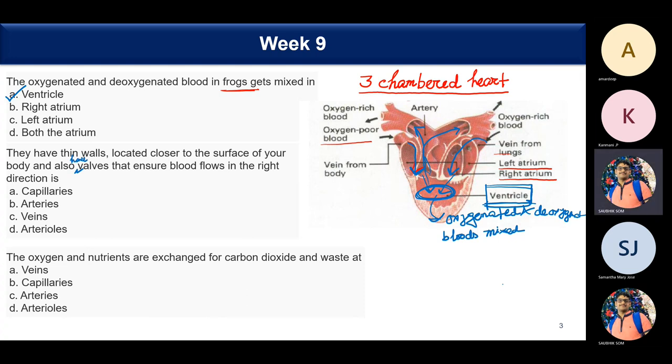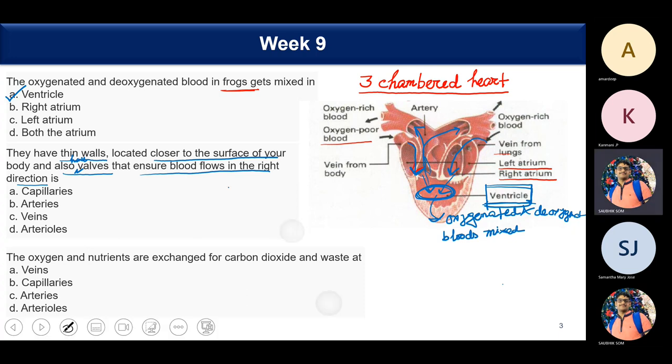Veins have valves that ensure blood flows in the right direction. So they have thin valves. They are located closer to the surface. Also valves, and they ensure the blood flows in the right direction. Okay.